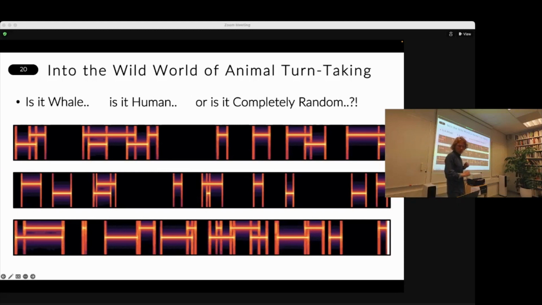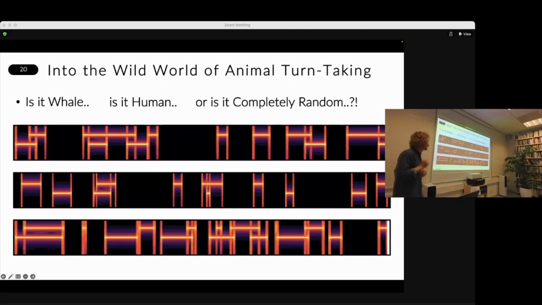Okay, put your hand up if you think the first one is human. Put it up if you think the second one is human. Put it up if you think the third one is human. Okay, it's really the same with whale, so put it up if you think the whale is the first one. That seems to be almost everyone. So let's do the completely random one. Which one do you think that is? Is it the first one, or is it the second one? Okay, most say the second one.